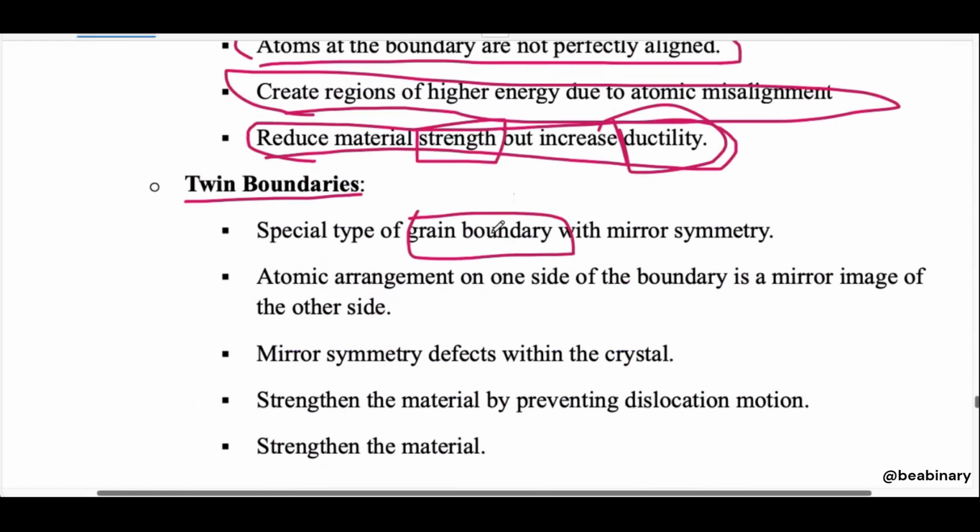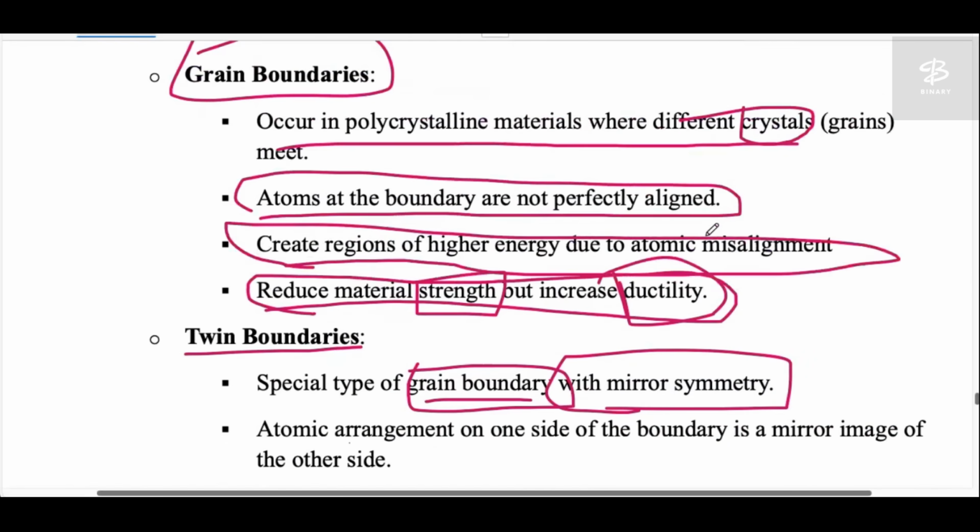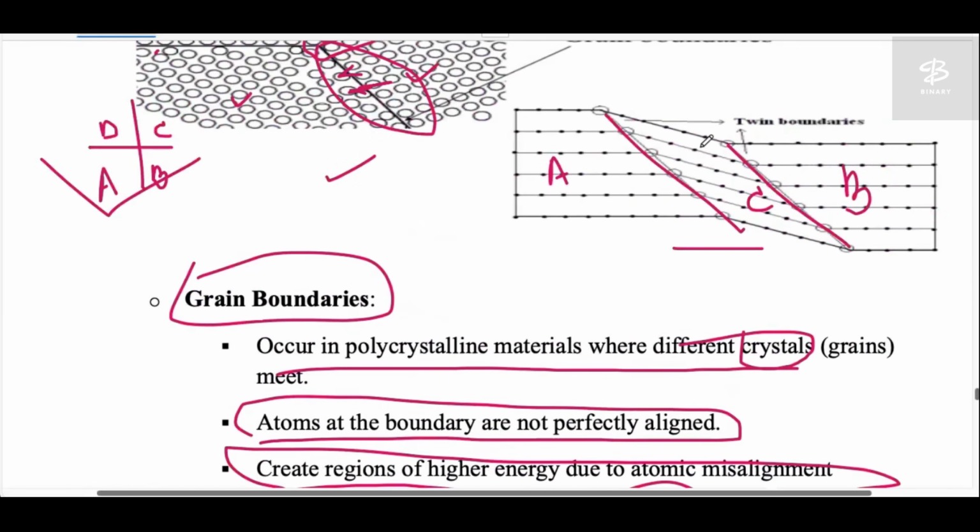It is a subcategory of grain boundaries. Basically, grain boundary is a vague term, and under the grain boundary there is a subcategory known as the twin boundary. So it is a special type of grain boundary with mirror symmetry. Mirror symmetry means whatever it is here would look the same there, just opposite to each other. As you can see in this figure, this is like the mirror. The same figure is here and here. So, mirror image.